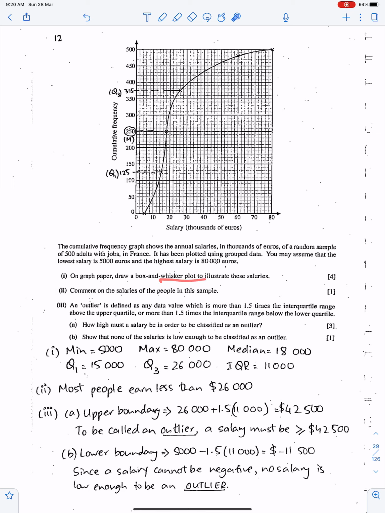Draw a box plot. So for box plot, we need 5 important pieces of information: minimum, maximum observations, and Q1, median and Q3. For median, take the half of this, 250. This is median. For Q1, take the half of 250, 125. This is Q1. For Q3, take the half of these two, 375. This is Q3.